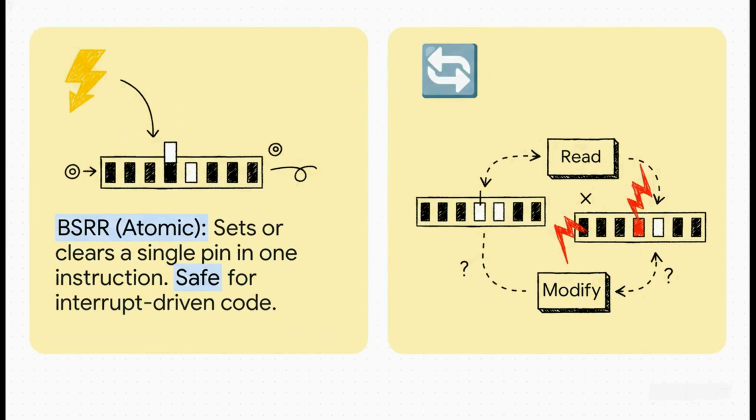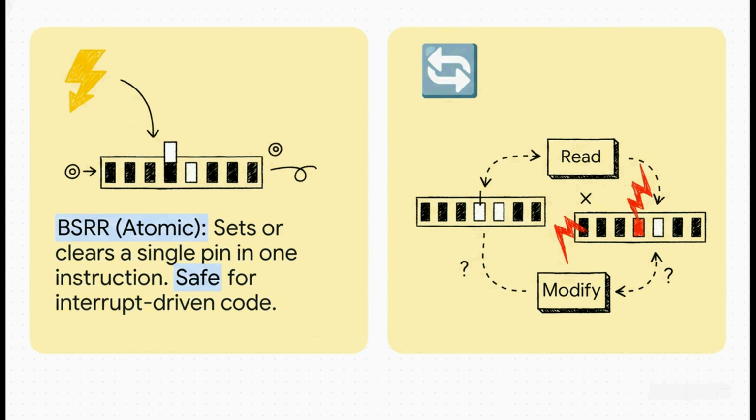And here's a pro tip for you. There are two main ways to change a pin's state. The easy way uses the Output Data Register, or ODR. But this is a read, modify, write operation, which can be risky. Imagine you read the register, then an interrupt fires and changes another pin, and then you write your old value back, accidentally undoing what the interrupt just did.